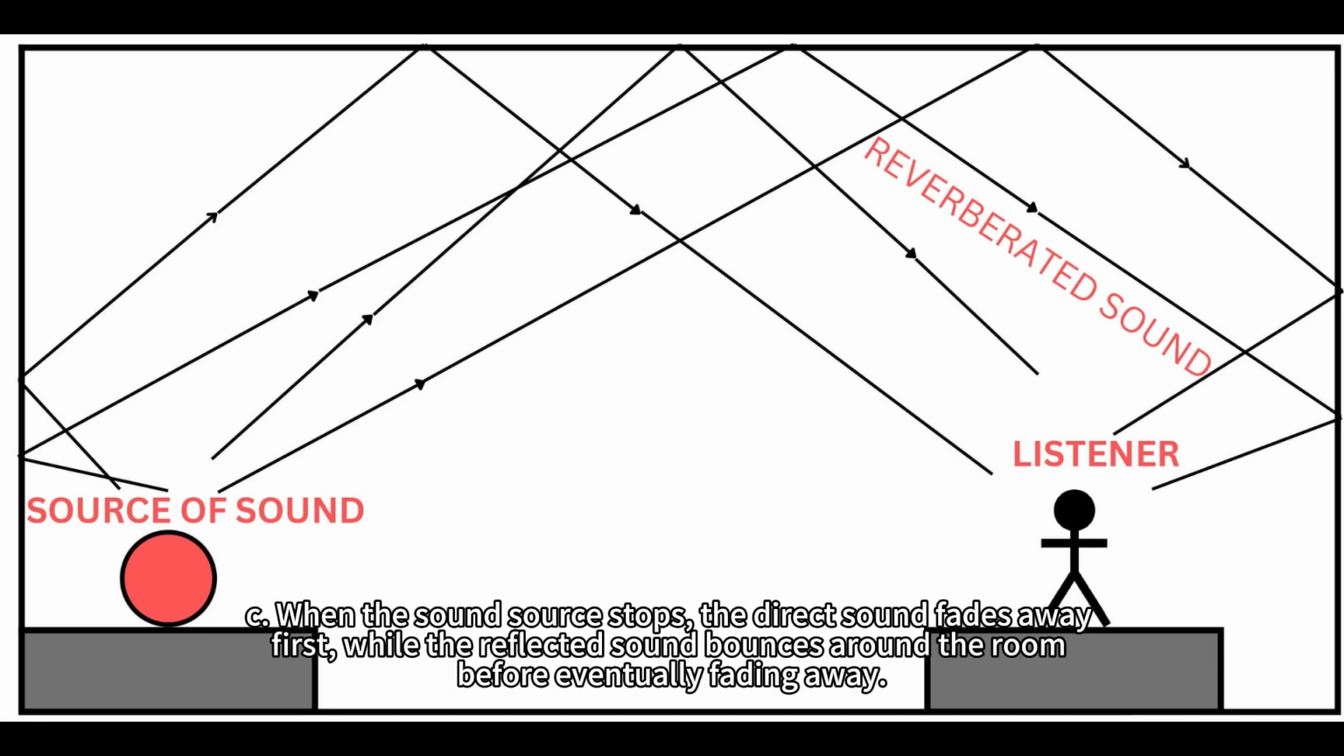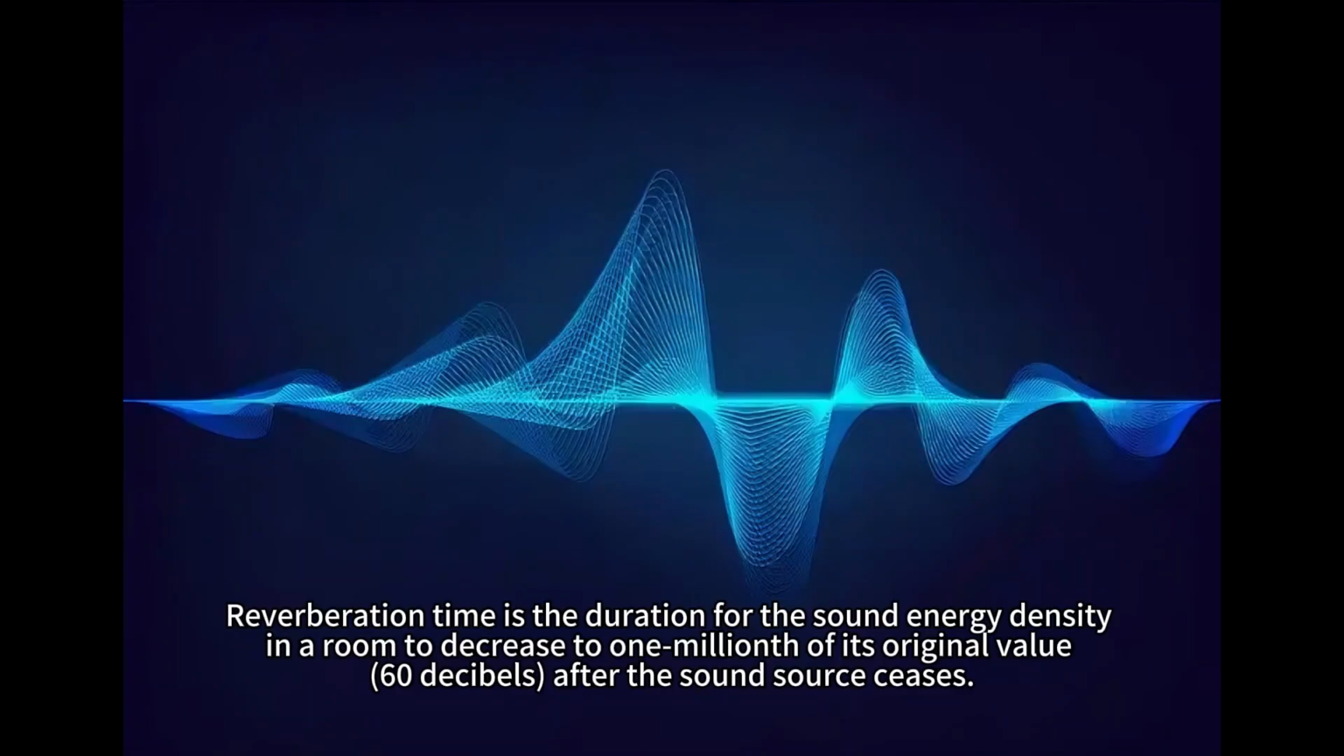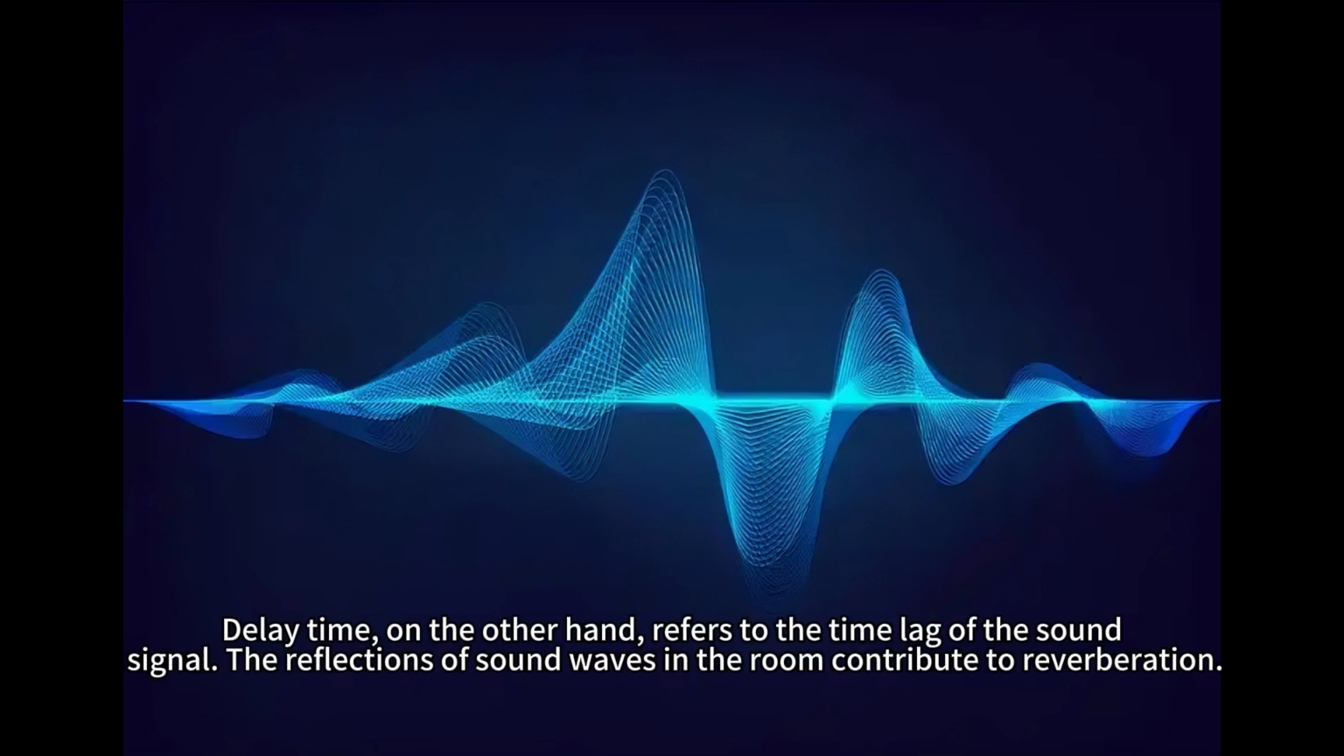C. When the sound source stops, the direct sound fades away first, while the reflected sound bounces around the room before eventually fading away. Reverberation time and delay time are two distinct concepts. Reverberation time is the duration for the sound energy density in a room to decrease to 1/millionth of its original value, 60 decibels, after the sound source ceases. Delay time, on the other hand, refers to the time lag of the sound signal. The reflections of sound waves in the room contribute to reverberation.